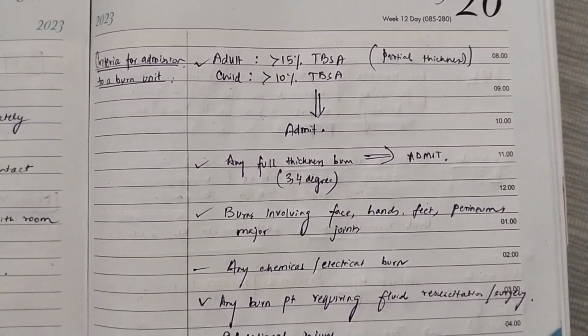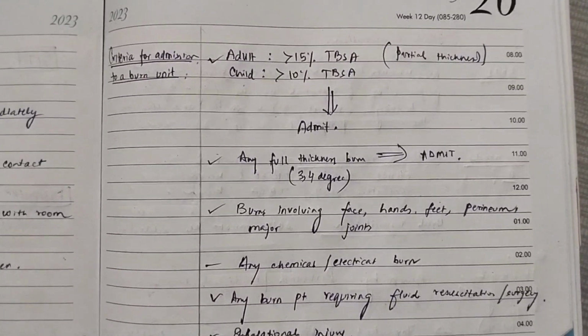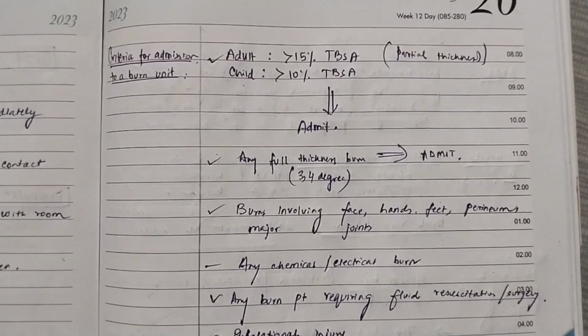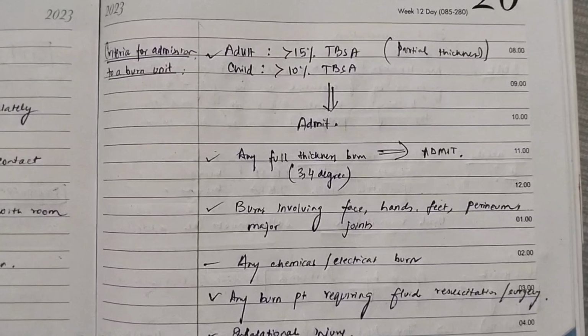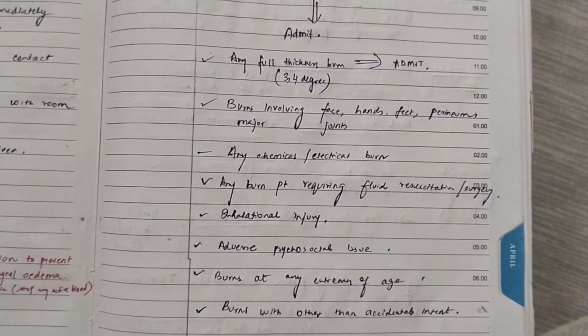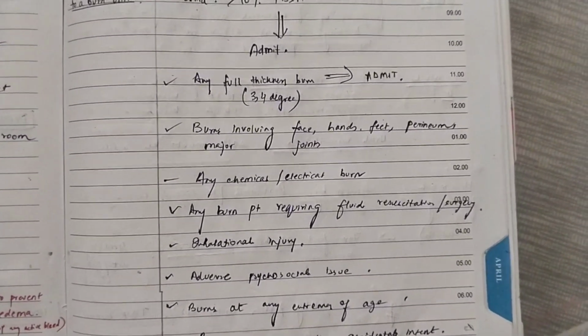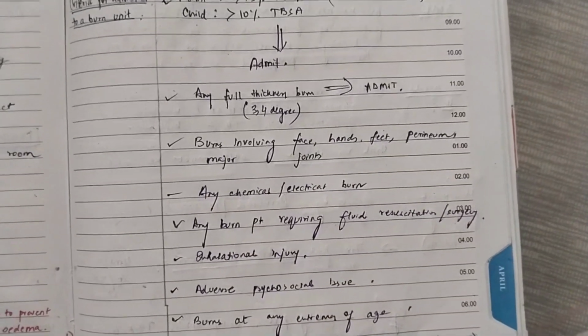Any full thickness burn, either 3rd degree or 4th degree burn, which has involved your subcutaneous fat and muscles. 5th में तो person dead हो गया है, 5th degree burn में कुछ कर नहीं सकते. 3rd, 4th में you have to take into consideration. If the burn is involving the major joints, face, hands, perineum, admit the patient.